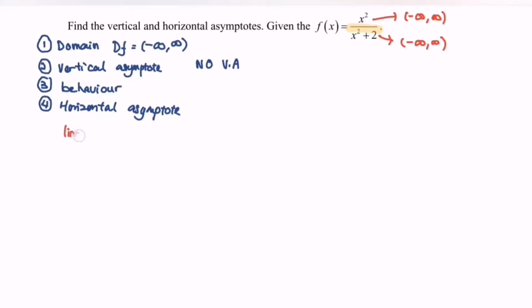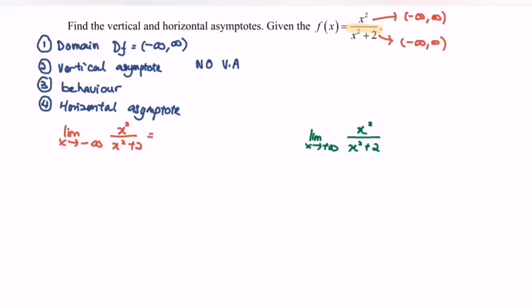Limit when x approaching negative infinity. Another part, we have limit when x approaching positive infinity. For the function, x squared over x squared plus 2. Same goes to the left, x squared over x squared plus 2. Now we begin with the left.